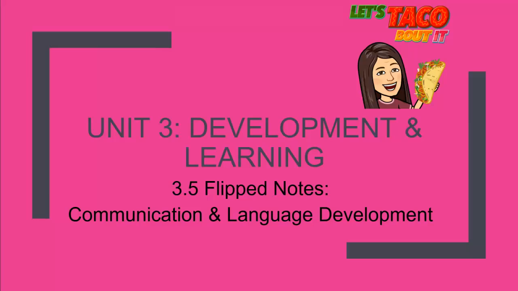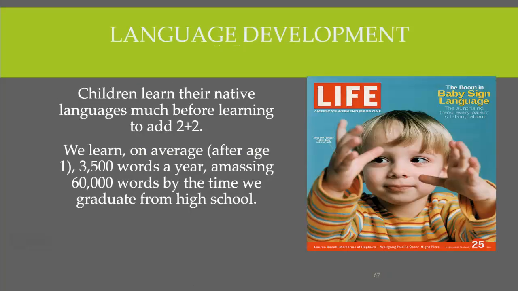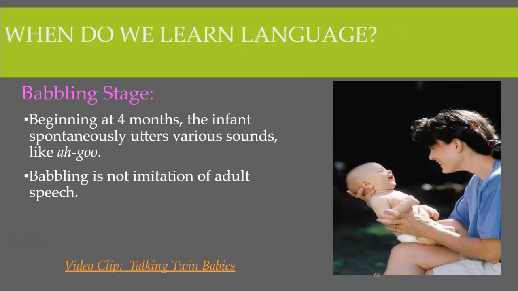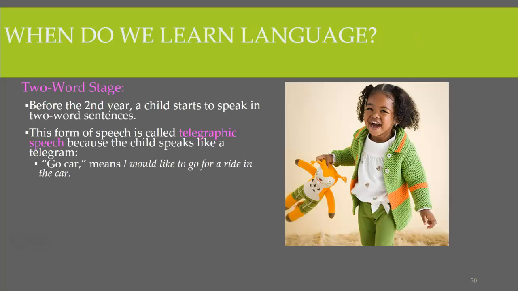Our next one is section 5, communication and language development. Language is how we transmit our culture. It includes spoken, written, and gestured language, like sign language. The first stage is the babbling stage, at which babies are just making sounds. Then the one-word stage, which happens right around 1 year old. They start to speak in one-word phrases.